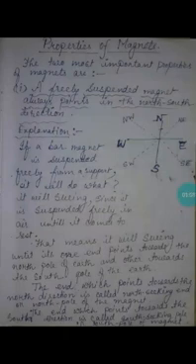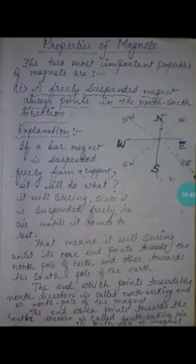The first topic we'll study today is the properties of magnet. Properties of magnet means characteristics of magnet also we can say. The two most important properties of magnets are what? The first property is that a freely suspended magnet always points in the north-south direction. So what does this mean? This north-south direction means what?